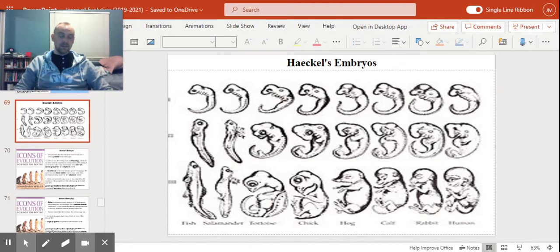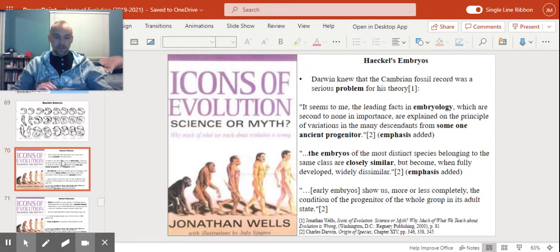Now, I think philosophically, number one, there could be an argument there that just because things look the same at an earlier stage of development, it's maybe a logical leap to get to the point of saying, therefore, they must have had common ancestry. That being said, there are other problems with this icon of evolution. Jonathan Wells explains in Icons of Evolution that Darwin knew that the Cambrian fossil record, as we've talked about before, was a serious problem for his theory.